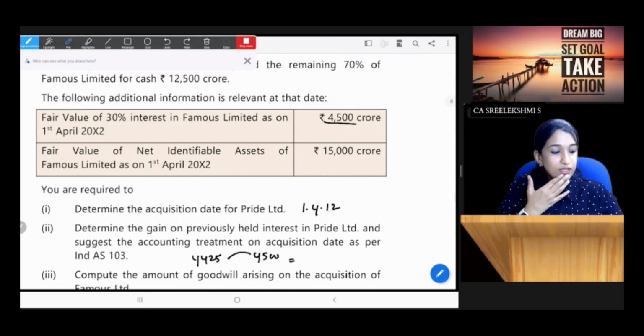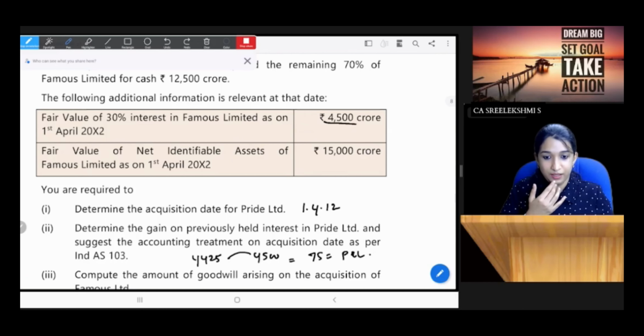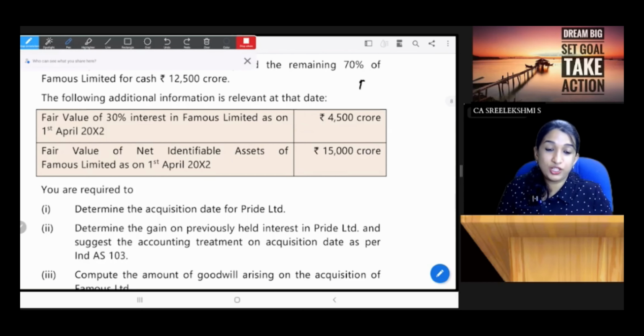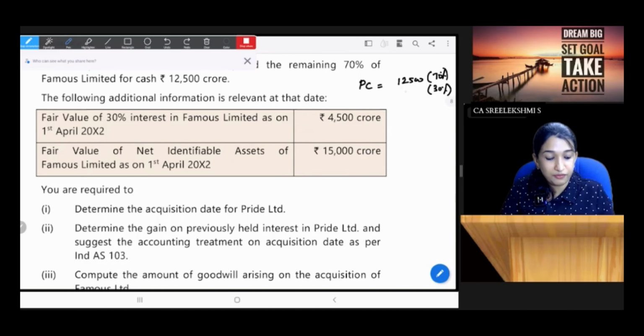So 4,500 minus 4,425, 75, will be charged to P&L as gain. Compute the amount of goodwill arising on acquisition. So how much is the purchase consideration? You paid cash 12,500 for 70%, and add the fair value of previously held interest, 4,500. So the purchase consideration is 12,500 plus 4,500, which is 17,000.